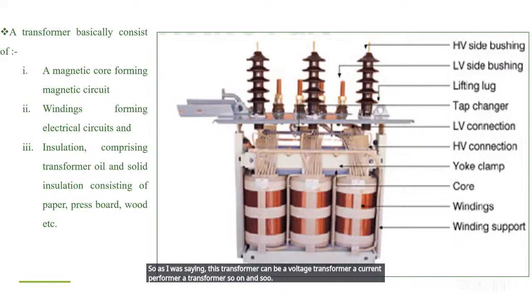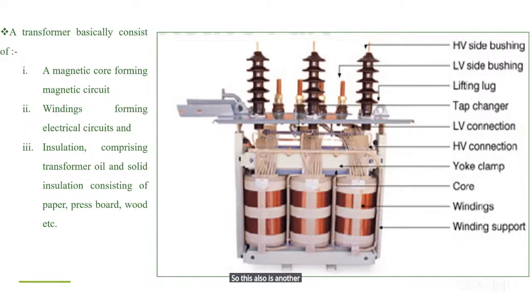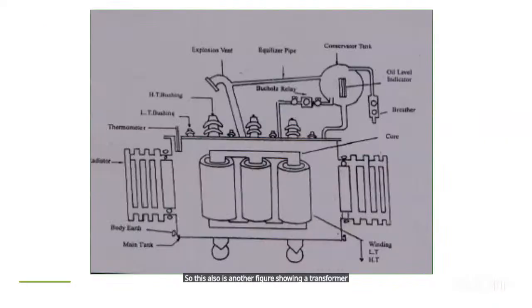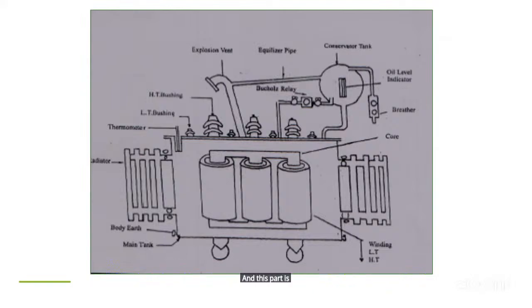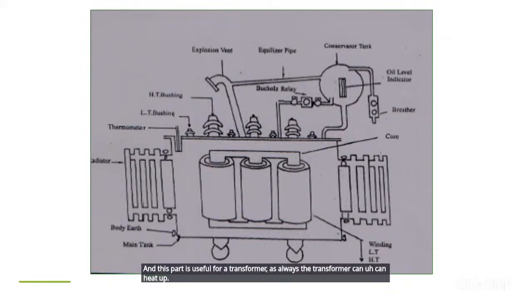So as I was saying, this transformer can be a voltage transformer, a current transformer, and so on. This is also another figure showing a transformer. In this figure, you can notice that you have a part which is used for cooling the transformer. This part is useful for a transformer, otherwise the transformer can heat up and at the end of the day break down.